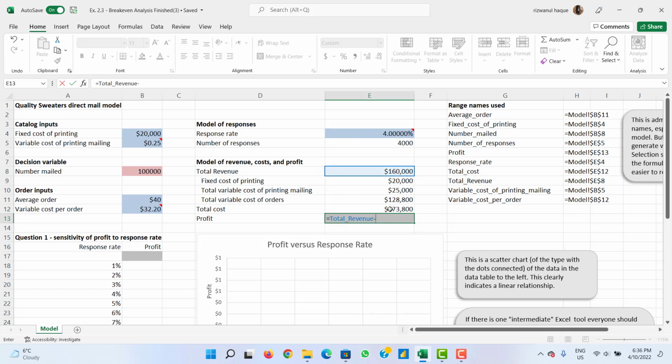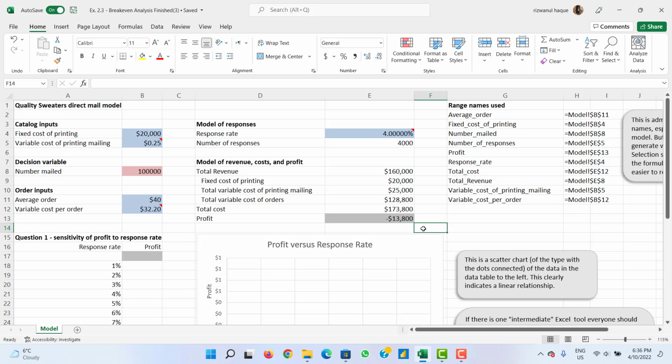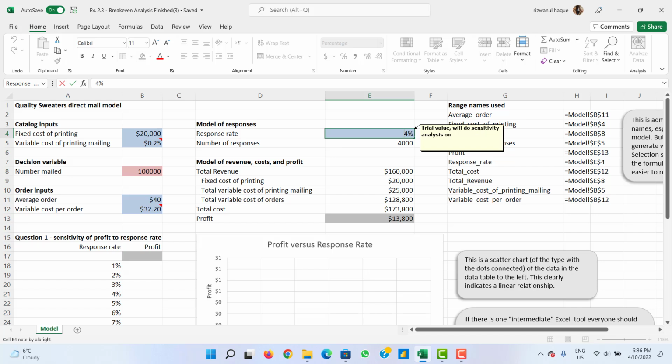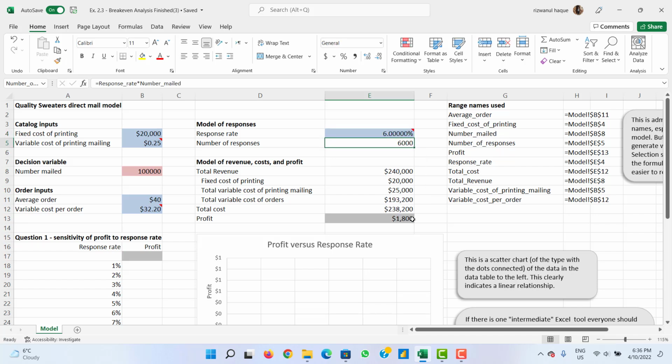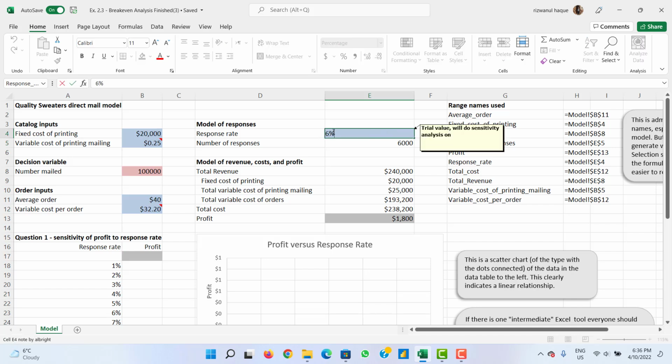Profit is total revenue minus total cost. So I can see that I'm at a loss: I have a negative value of $13,800 if my response rate is 4%. Can I change this to 6%? Right now I have a profit of 1,800 bucks if my response rate increases to 6%.